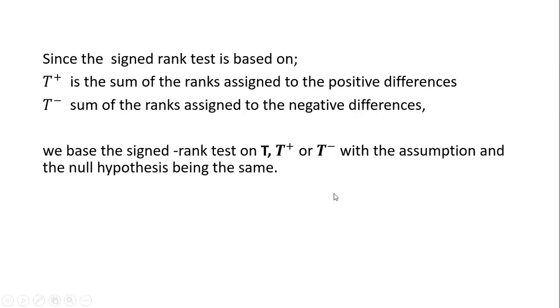Without wasting time, we are saying that the sign rank test, or the Wilcoxon signed rank test, is based on the assumption that the sum of positive differences, which is T plus, and the sum of negative differences, which is T minus, have the same distribution, and the hypothesis will also be the same.